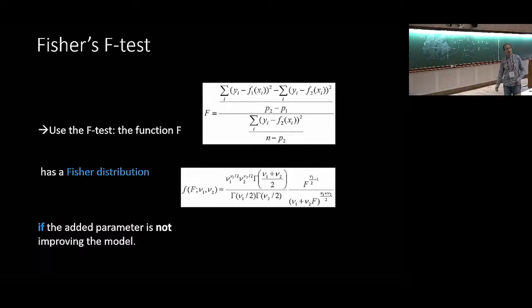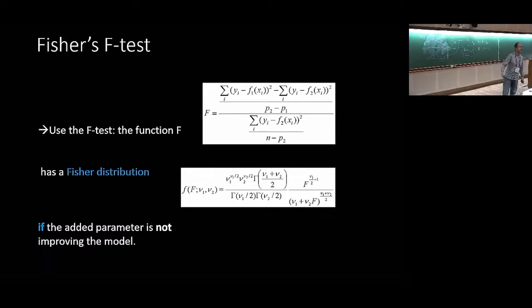This number that you cook up has a Fisher distribution, it is sampled from a PDF, which is, sorry, a bit complicated. This number is sampled from this distribution if the added parameter of the cubic with respect to the quadratic, in our case, is not improving the model.